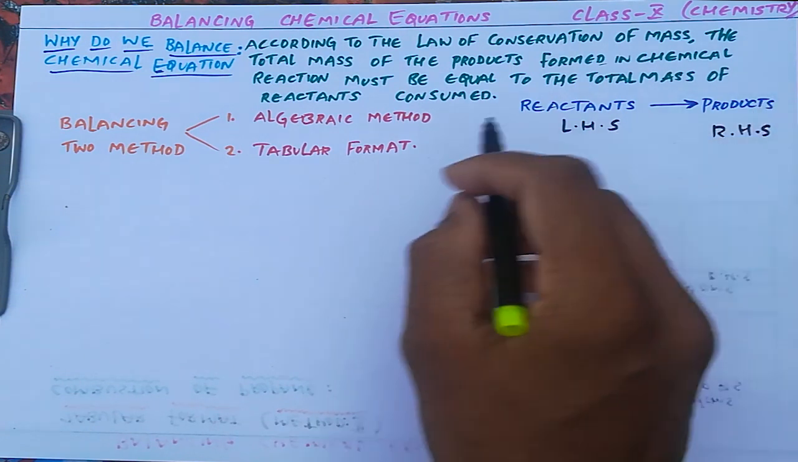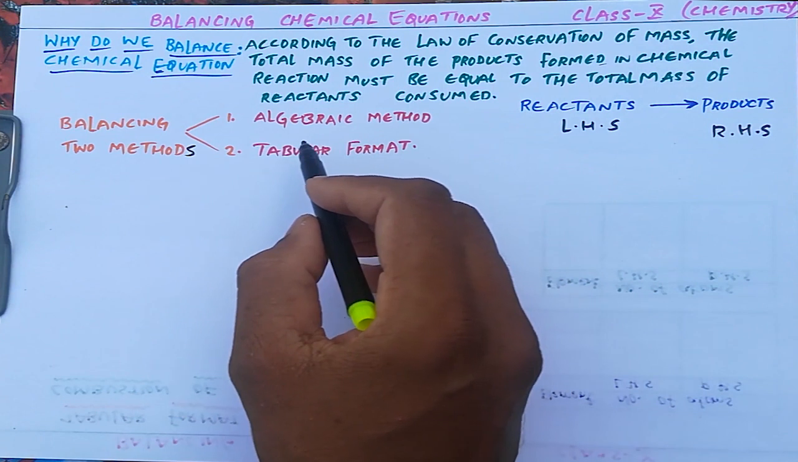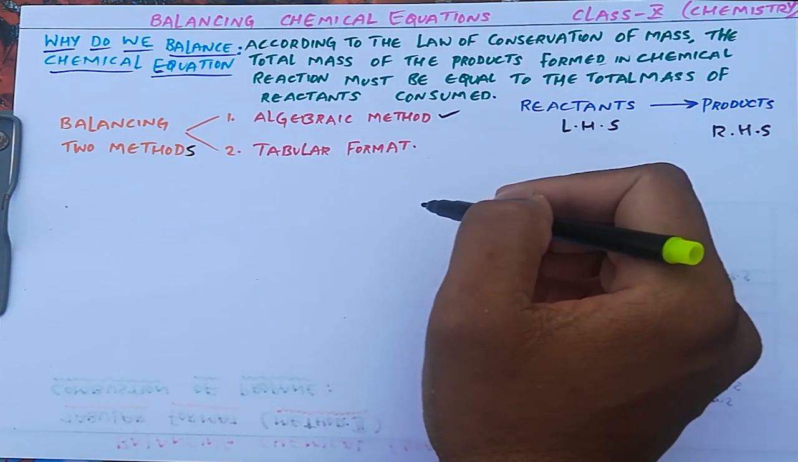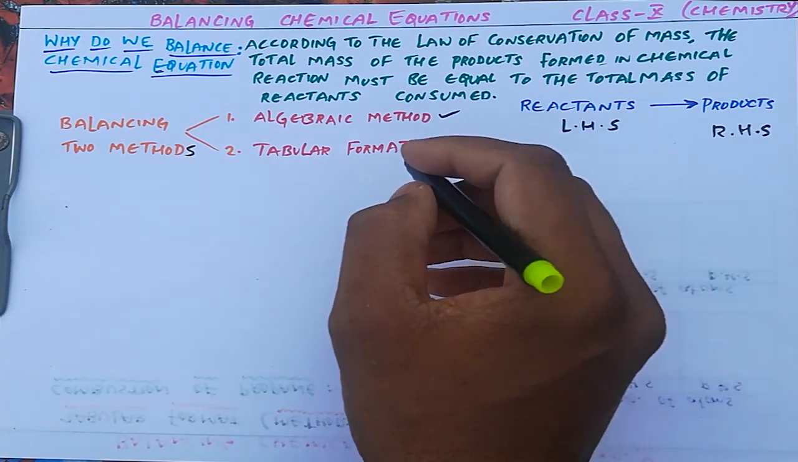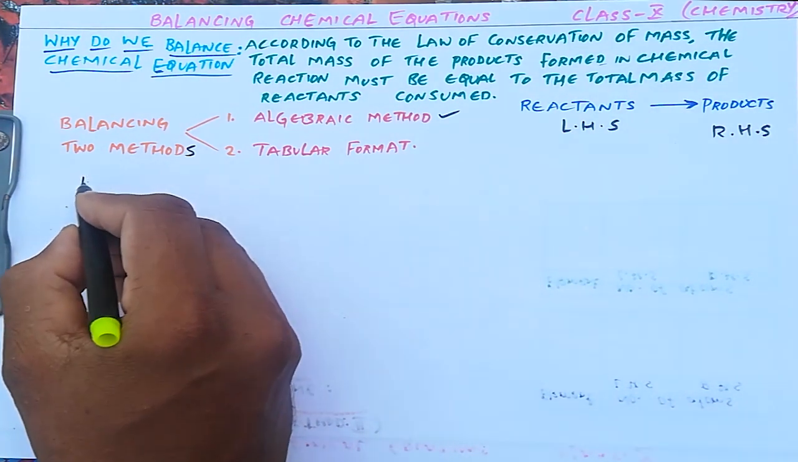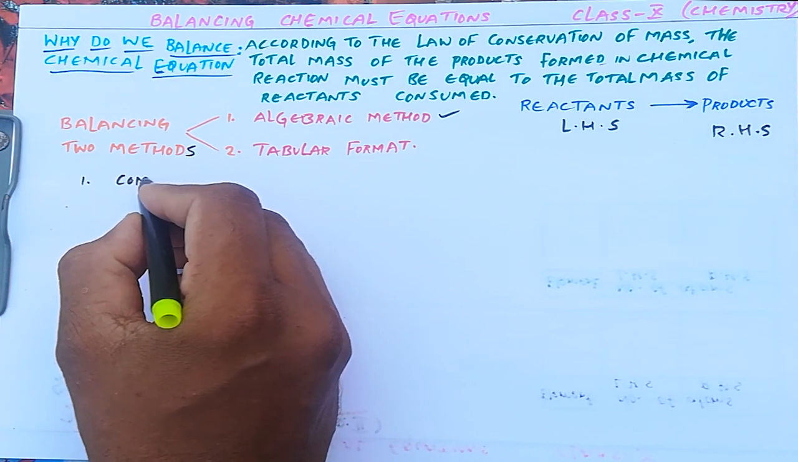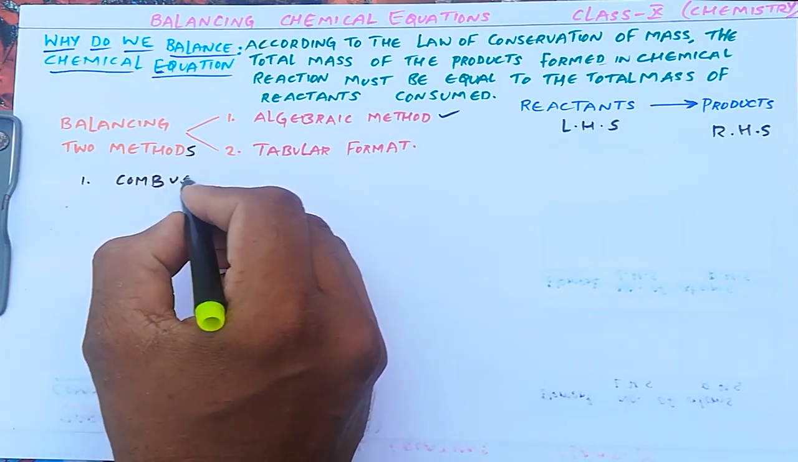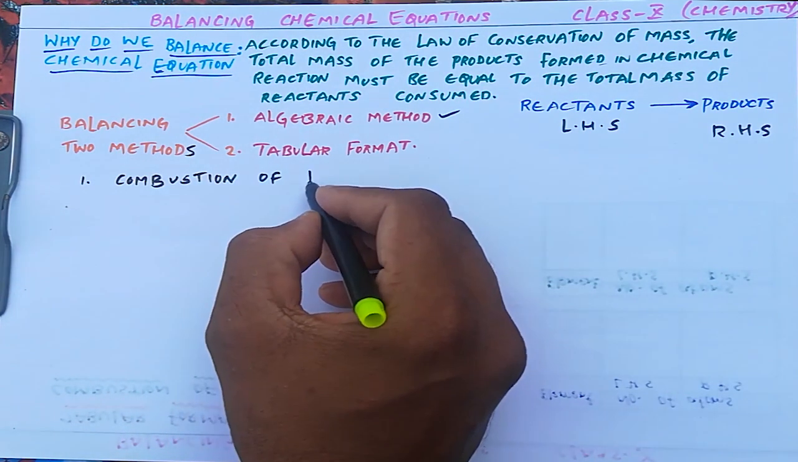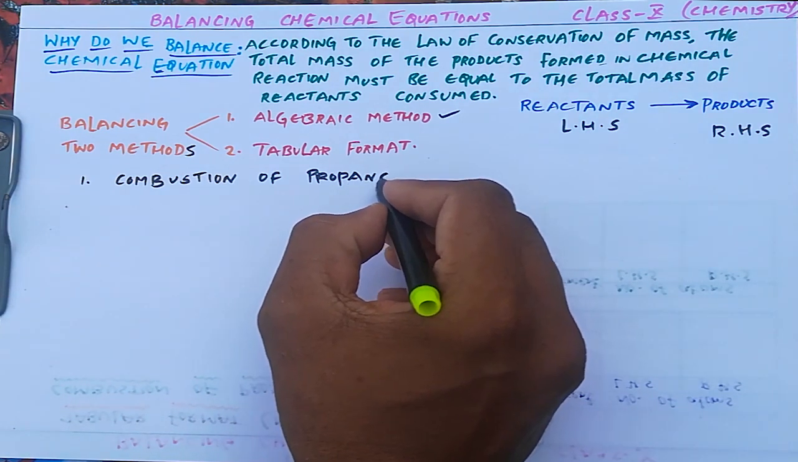Okay. So for balancing we have two methods. First the algebraic method, then the tabular format, using a table. I will explain the algebraic method first, taking the example of balancing the equation for combustion of propane. I'm taking this example for explanation, which is a textbook question and also an important one.